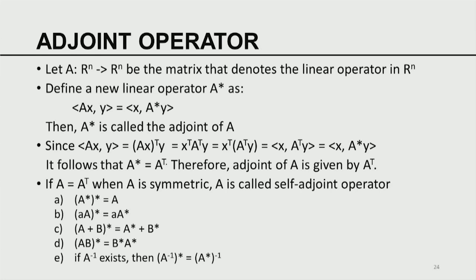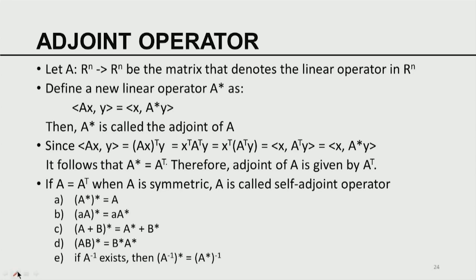Let A be a matrix that denotes the linear operator in Rn. A matrix can be called an entity, and we define operations on it. A matrix can also be thought of as an operator on vectors in Rn. So the same object plays two different roles, either as a matrix or as an operator. A matrix is a representation of an operator. Now define a new linear operator A star, and the definition goes like this.